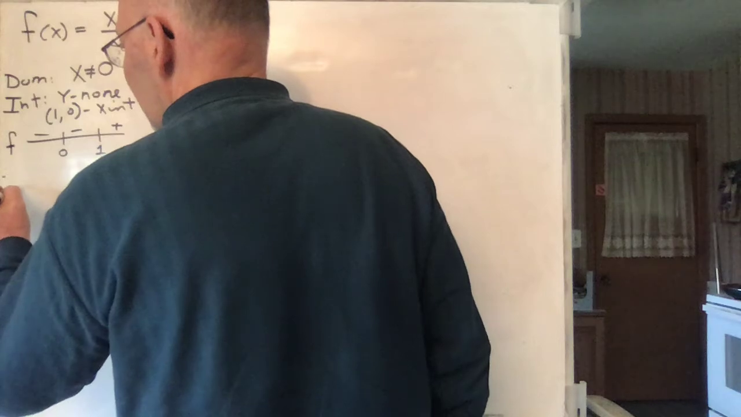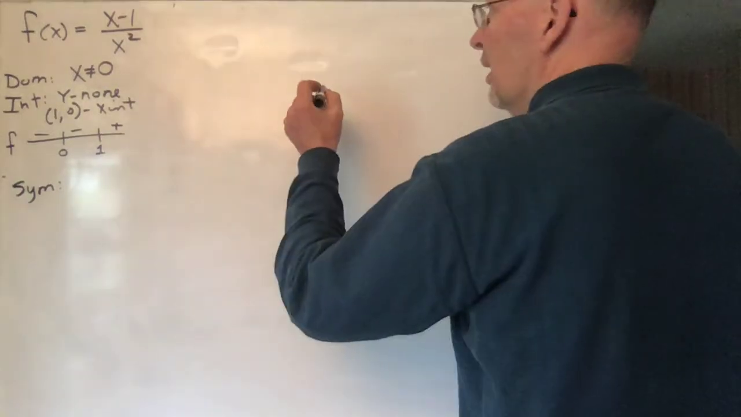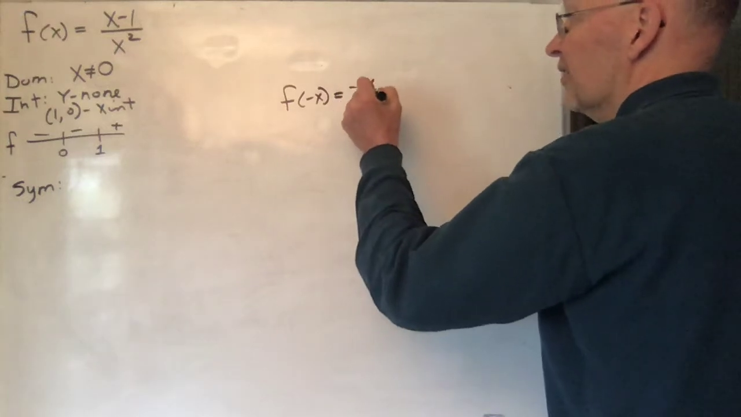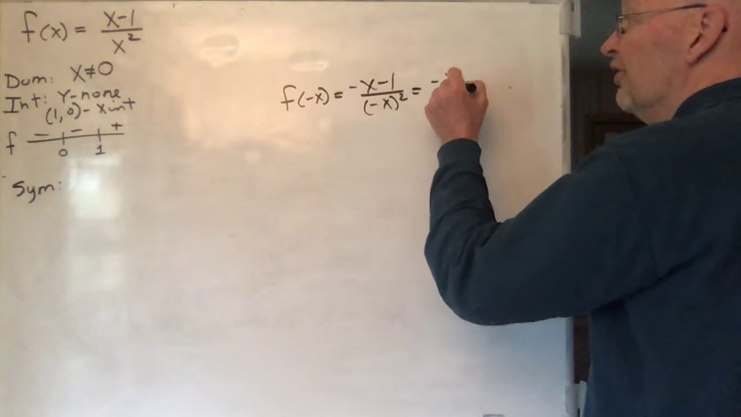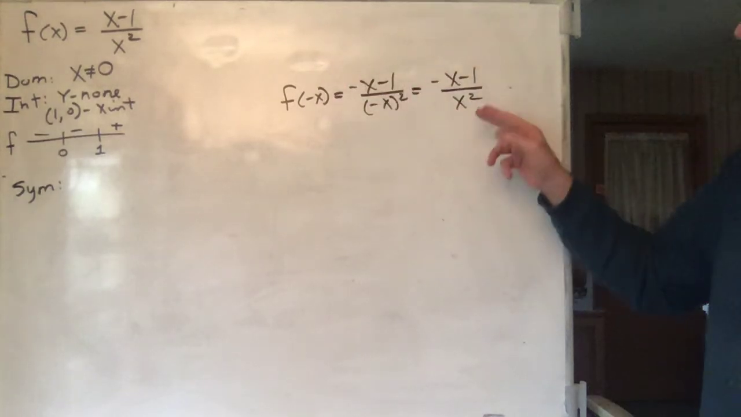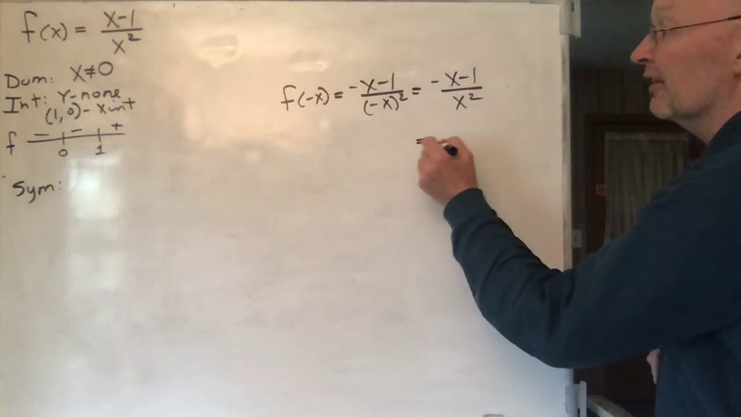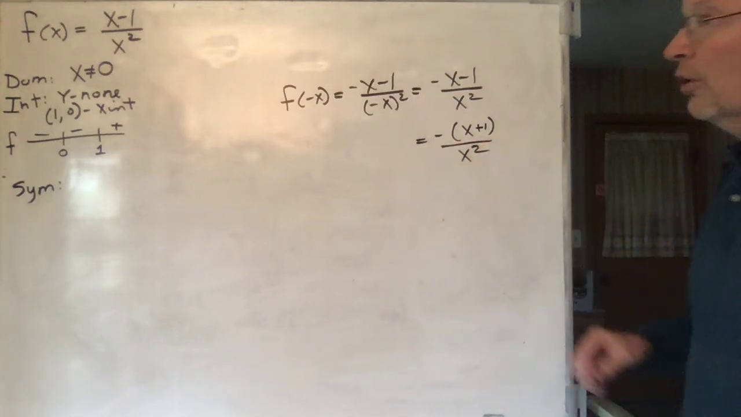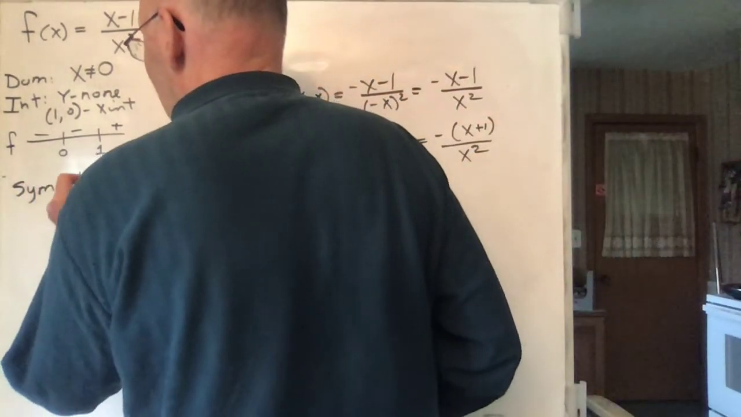Let's see. Symmetries. If you put in f of -x, you're going to get (-x minus 1) over (-x) squared, which will be just (-x minus 1) over x squared. So notice that you don't have the original function, but neither do you have the opposite of the original function. If you factored a negative out of the top, you'd be left with x plus 1 there. So it's neither even nor odd, so there's no symmetries.